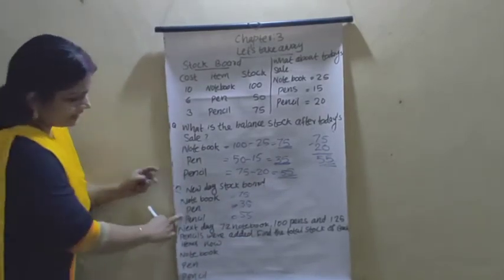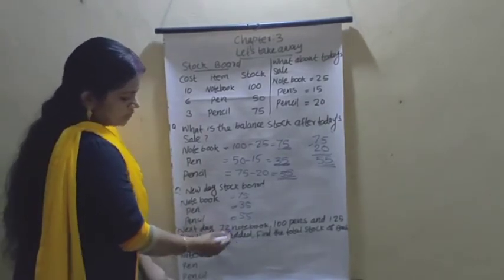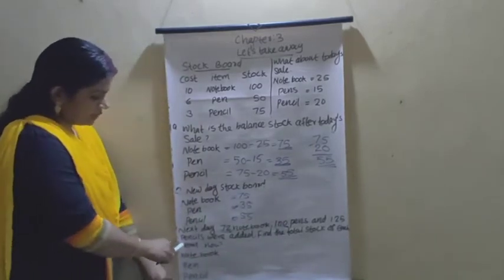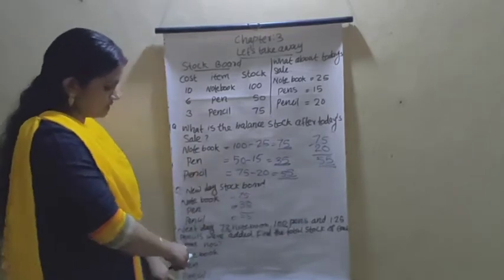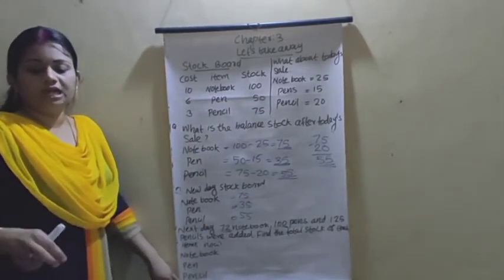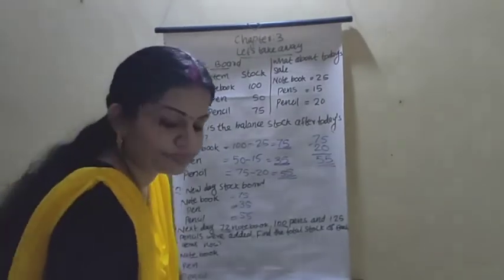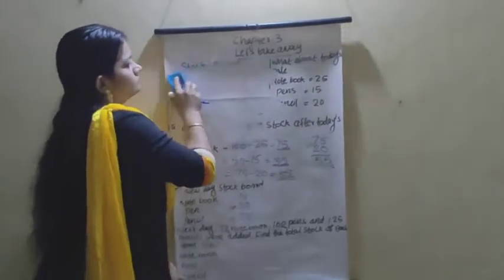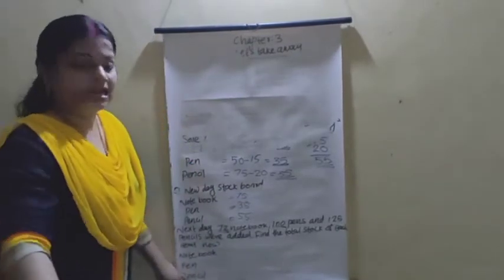Okay. Then what about the next question? Next day, 72 notebooks, 100 pens and 125 pencils were added. Find the total stock of each item now. Then we have to rub this out. Then you have to find out the total.